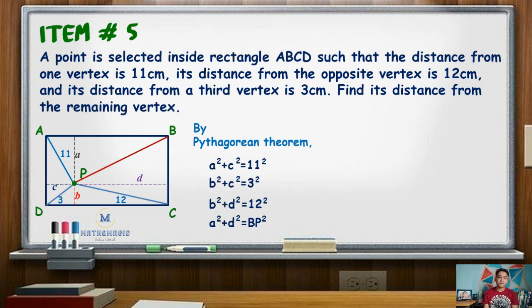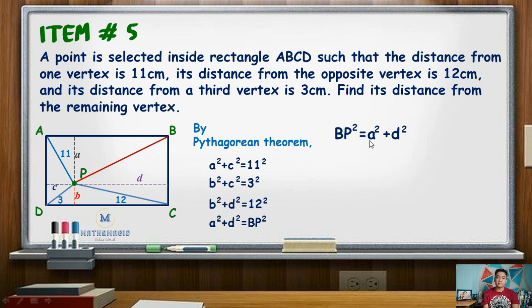Since we are looking for the length of BP, we will use the last Pythagorean equation. BP squared will be equal to A squared plus D squared. Next, rewrite the first Pythagorean equation in terms of A squared, the third Pythagorean equation in terms of D squared, and then substitute to this equation.